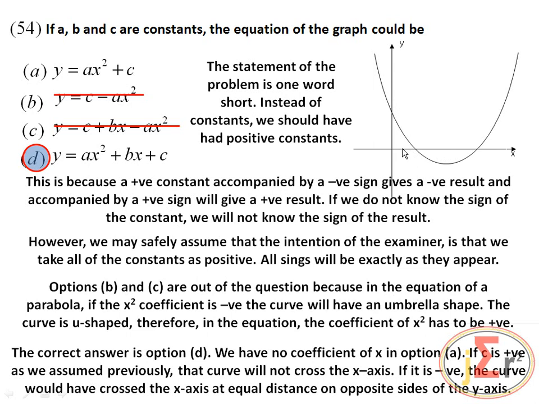But how? It will cross on the negative side and on the positive side, and in such a way that both x-intercepts will be equal distance from the y-axis. That is if the constant is negative. If it is positive, it will not cross the x-axis, as we shall see in a minute.